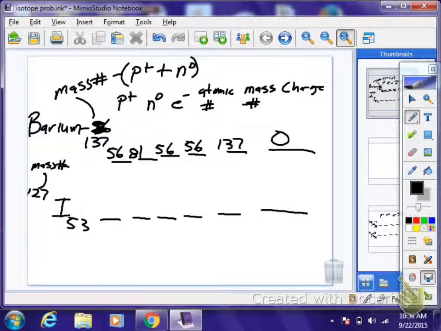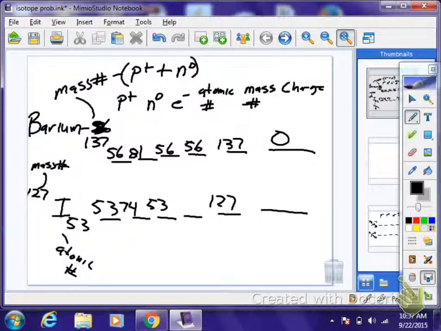So if we look up, we don't have to look at the periodic table for this one. This 53 is the atomic number, so that's the number of protons, which is 53. Let's go to the mass number: 127. It's neutral, so electrons are 53. The mass number minus the protons is neutrons, so that would be 74.